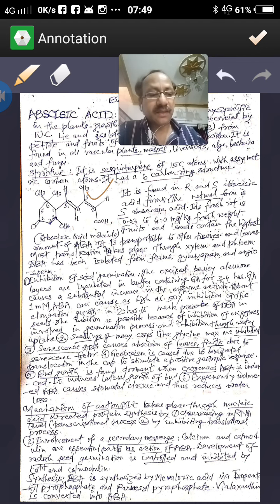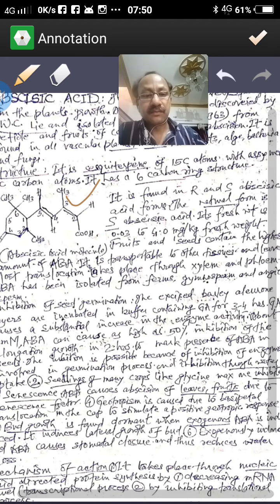They are very complicated, but like auxin and gibberellin, it is a very important part of the hormonal activity in the plant. It is found in R and S forms. The natural form is S, abscisic acid.